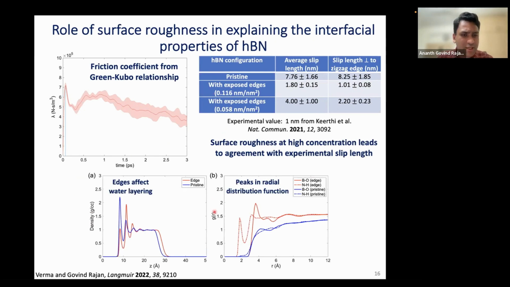And the physical insight that we got here was that the presence of edges, due to the role of electrostatic interactions, not only affects layering, right? You can see the layering in the presence of the edges and in the absence of edges, but also the radial distribution function between the O and H in water and the B and N at the edge, or at the rim of the defects, right? So you can see interesting features that come up in the presence of edges, which is the red color in the radial distribution function, right?